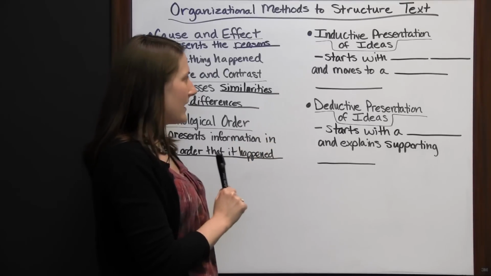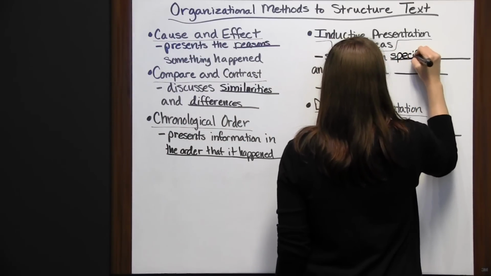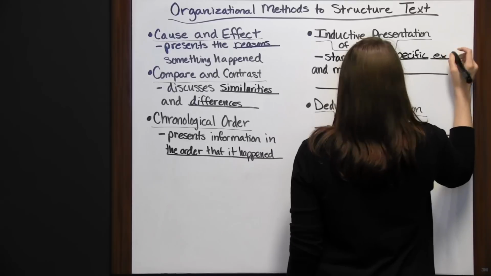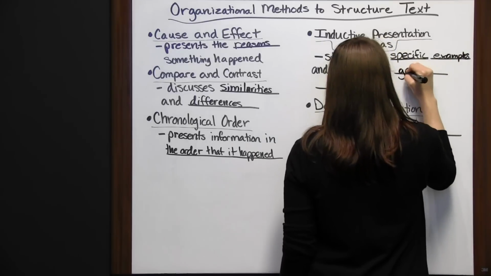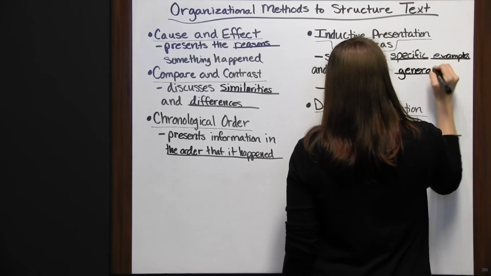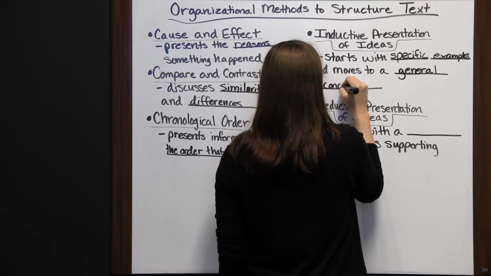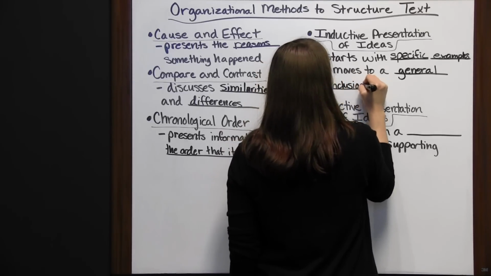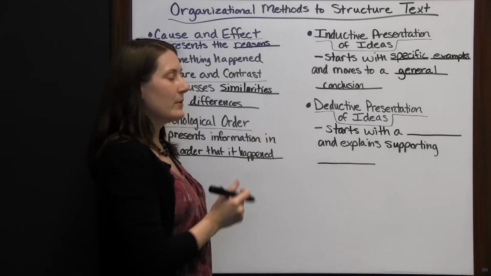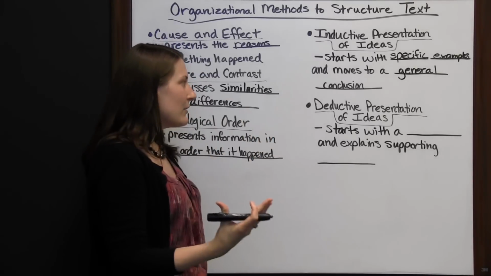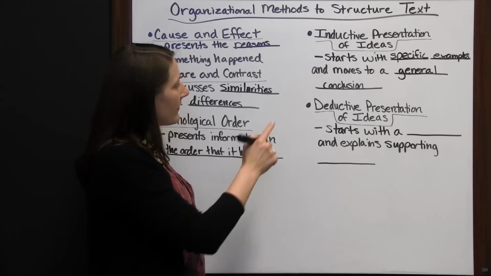Inductive presentation of ideas starts with specific examples and moves to a general conclusion. So if I were to want to convince you that it was good to donate blood, I would start off with lots of specific examples or reasons why it was good to donate blood, and then give you the general conclusion, you should always donate blood.